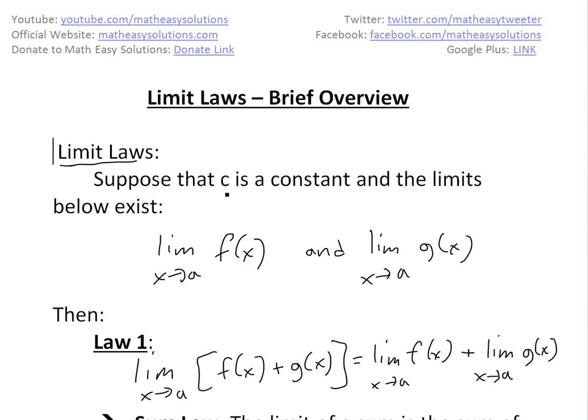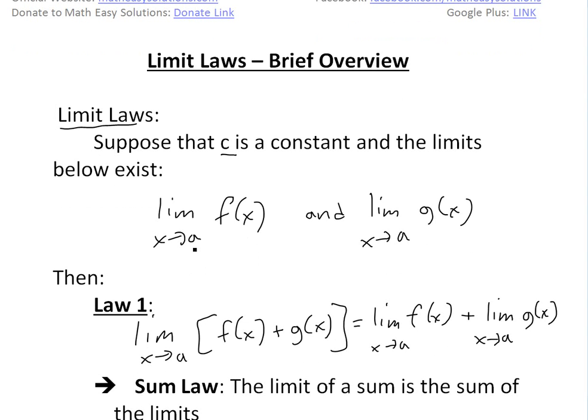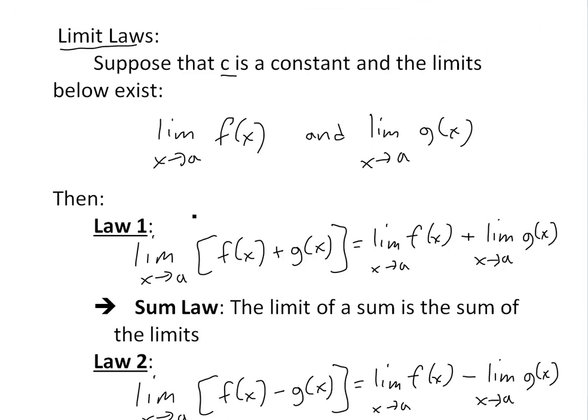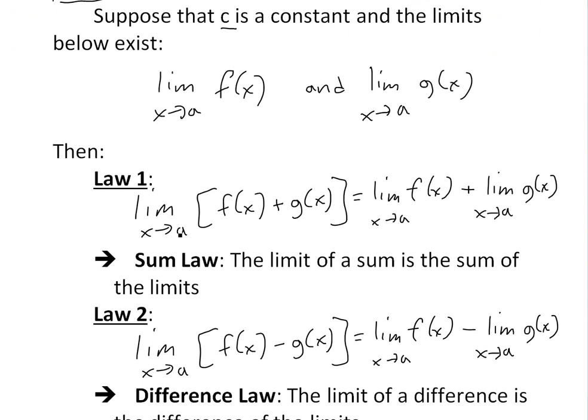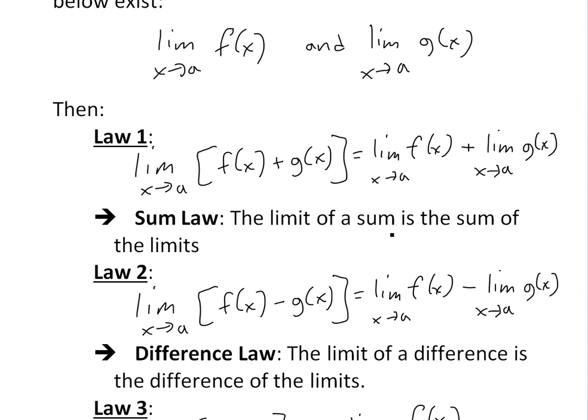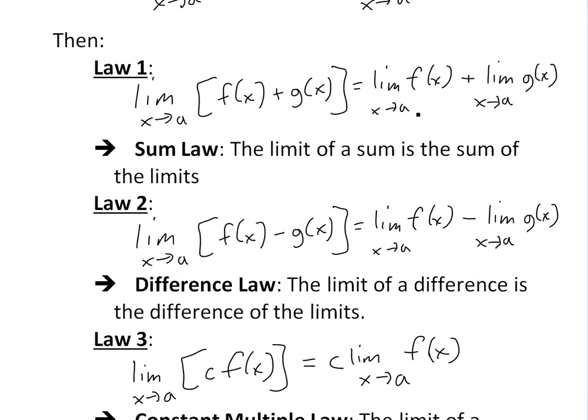Suppose that c is a constant and the limits below exist, the limit as x approaches a of f of x and of g of x. Assuming they exist, we have law 1, also called the sum law. The limit as x approaches a of f of x plus g of x equals the limit as x approaches a of f of x plus the limit as x approaches a of g of x. It's called the sum law because the limit of a sum is the sum of the limits. We're adding these separately.